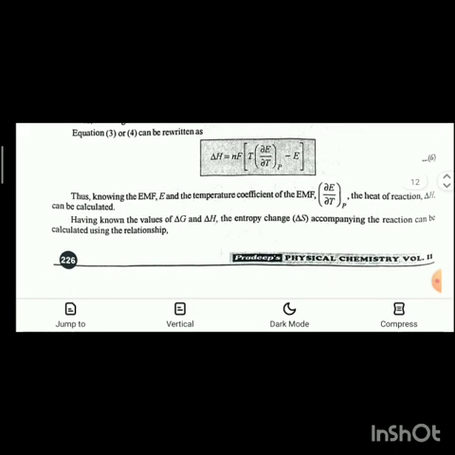Calculation of thermodynamic quantities of a cell reaction. ΔG = −nFE. ΔH = nFT(∂E/∂T) at constant pressure − nFE. Knowing the EMF E and the temperature coefficient of the EMF (∂E/∂T) at P, the heat of reaction ΔH can be calculated.